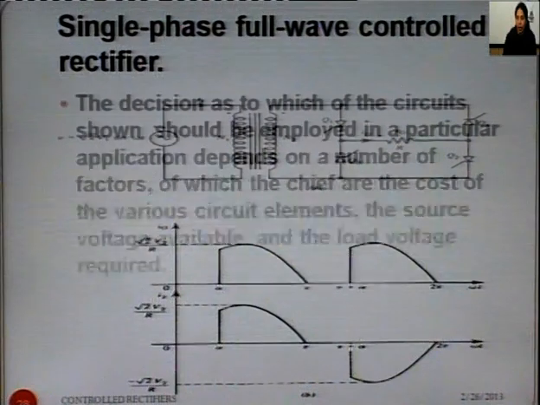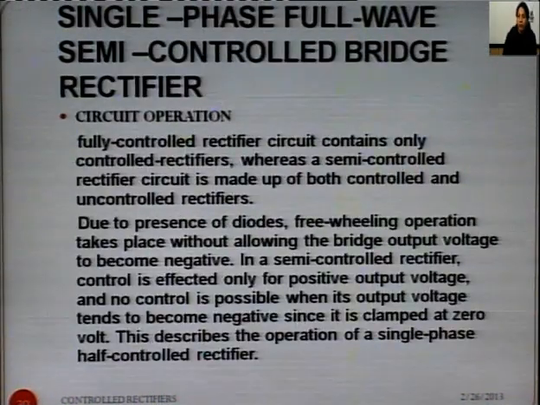This is another diagram. The next configuration is the single phase full wave semi controlled bridge rectifier. The previous one was center tapped. Now we are discussing the bridge rectifier, and it is semi controlled. Semi controlled means here we are again using diodes and thyristors, so it is called semi controlled.